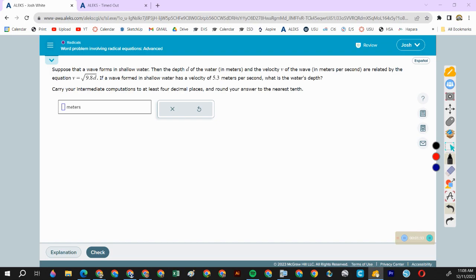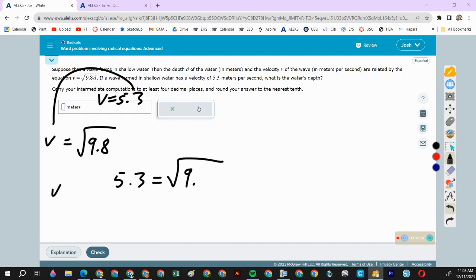Suppose that a wave forms in shallow water. The depth d of the water in meters and the velocity v of the wave are related by the equation v equals the square root of 9.8d. If a wave formed in shallow water that has a velocity of 5.3, what is the water's depth? What if it told me that the velocity... Oh, nope, sorry, that's what it does tell me. So it tells me the velocity is 5.3. So I'm going to stick that here. 5.3 equals the square root of 9.8d. Square both sides, and then divide by 9.8. Easy enough?